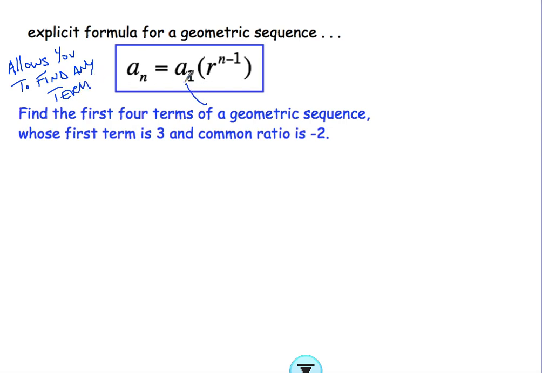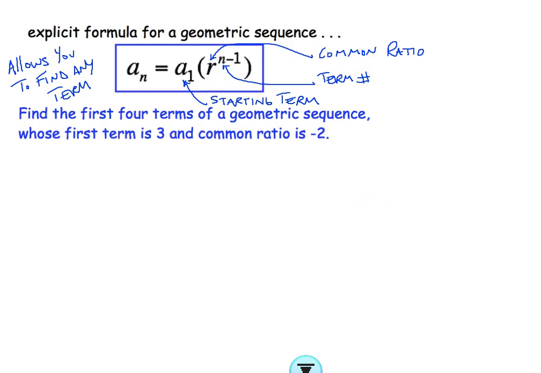Okay, a sub 1, that is your starting term. And then R is your common ratio that we just got done talking about. And then N is the term number. So like if I wanted to find the 10th term, I would plug in a 10 for N.